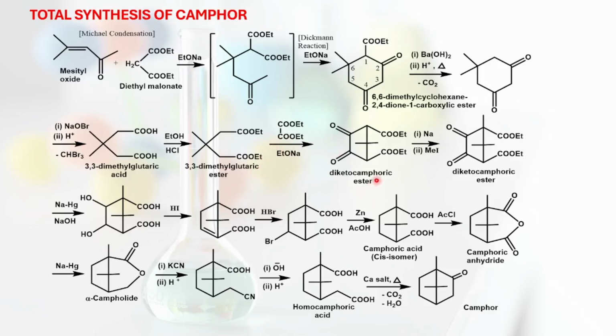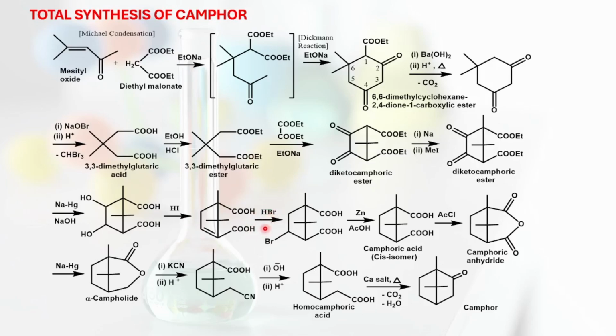Further, it is treated with diethyl oxalate in the presence of sodium ethoxide, and we will get the diketocamphoric ester. Further, this compound is treated with sodium metal along with methyl iodide, then there is a substitution of the methyl group, giving diketocamphoric acid. Further, with sodium amalgam and sodium hydroxide, we will get a dihydroxyl group, because the carbonyl group is reduced in the presence of sodium amalgam to a hydroxyl group, and base hydrolysis forms a carboxylic acid.